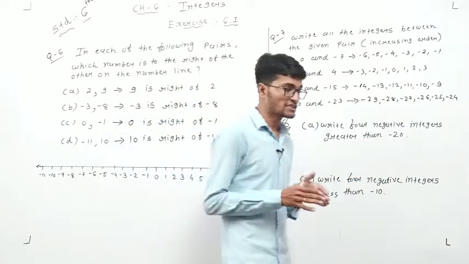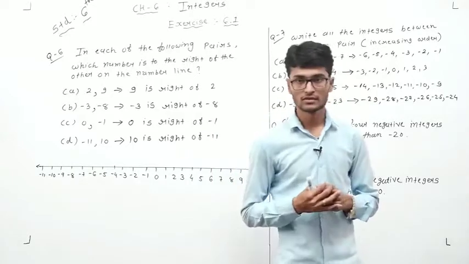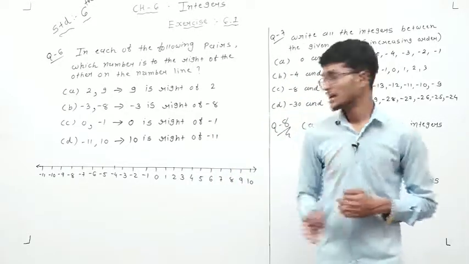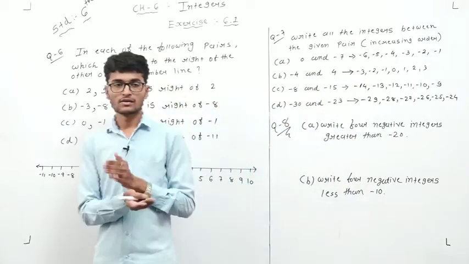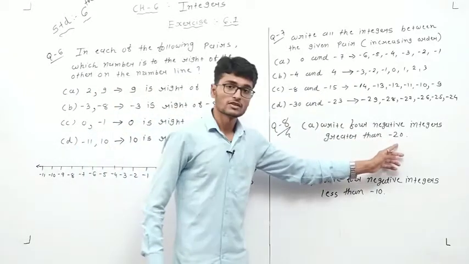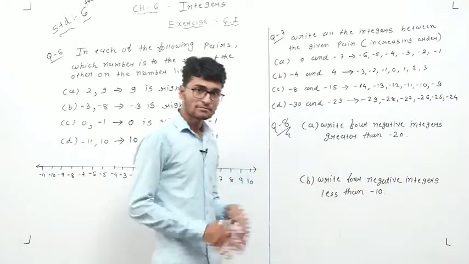Greater than minus 20 means from minus 20 to bigger. Here the negative integer is minus 20, so negative integers are on this side.